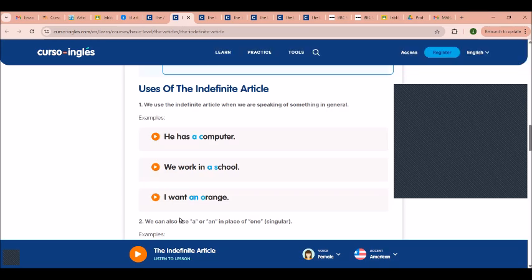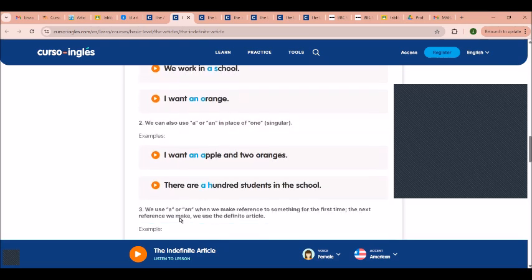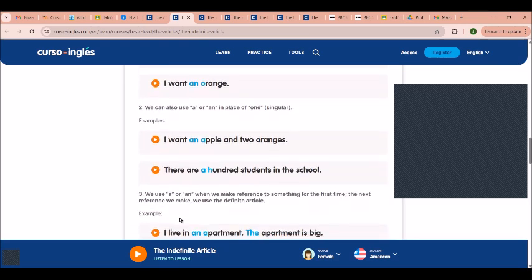Go ahead, Angie. Okay. Yes, we use the indefinite articles when we are speaking of something in general. Examples: he has a computer. We work in a school. I want an orange. Go ahead. Itzel? We can also use a or an in place of one singular. Examples: I want an apple and two oranges. There are 100 students in the school. Good.